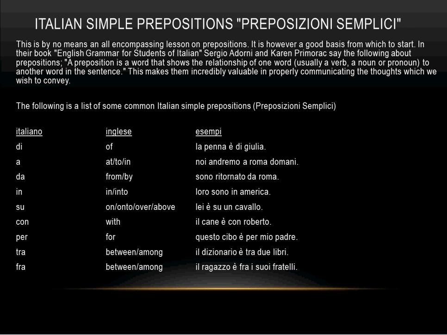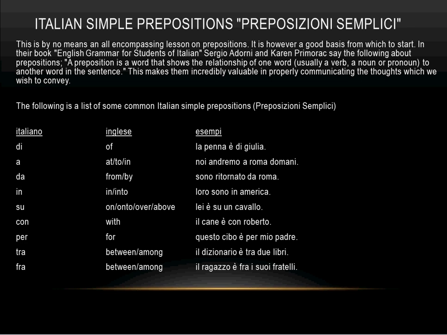Okay, before I go on, I don't want to take too much for granted here, so let's go back and look at these sentences for each example. La penna è di Giulia. The translation is simply it's Julia's pen. The literal interpretation is the pen is of Giulia. Okay, looking at the second one. Noi andremo a Roma domani. We will be going to Rome tomorrow.